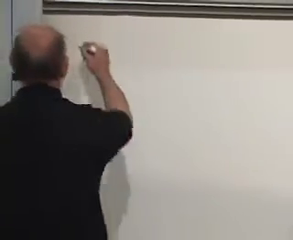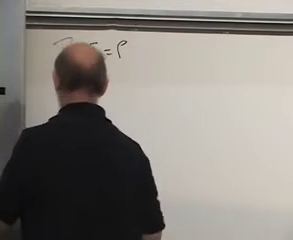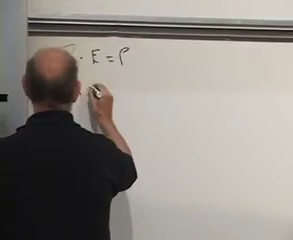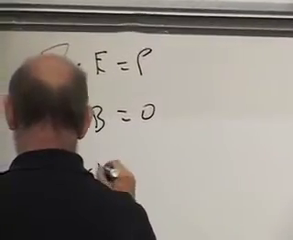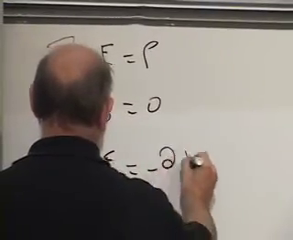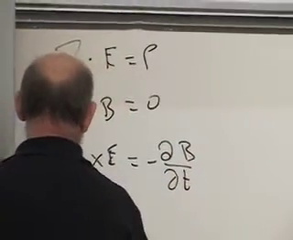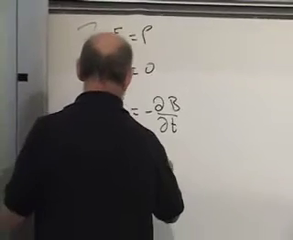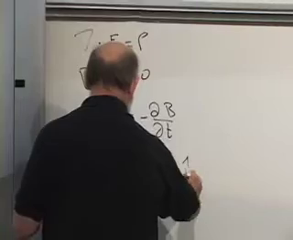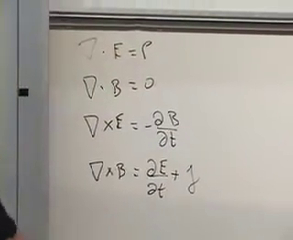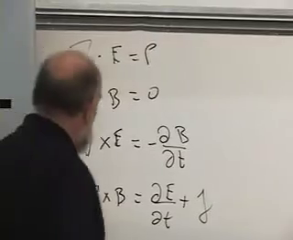Okay, here they go. Del dot E is equal to rho. Del dot B is equal to 0. Del cross E is equal to minus dB by dt. These are all vector equations, and del cross B is equal to dE by dt plus J, where J is exactly the same J that I defined here, the current per unit area per unit time.